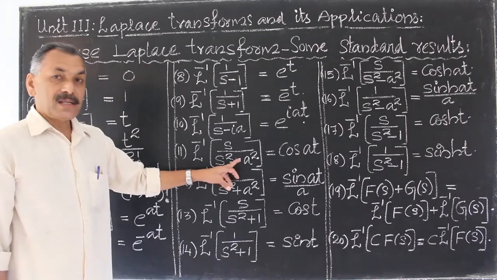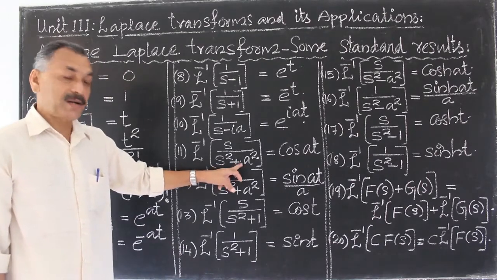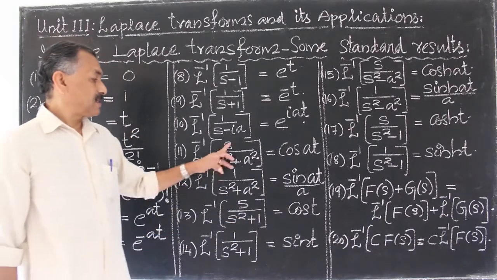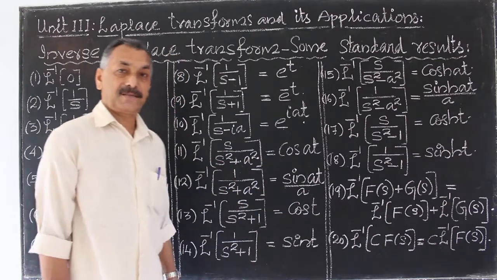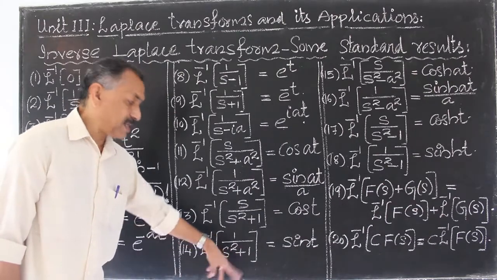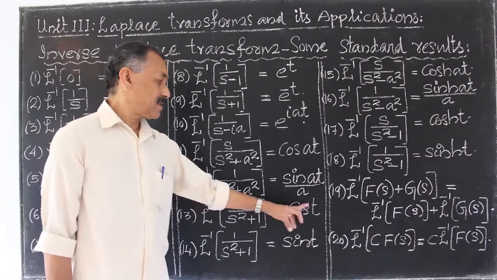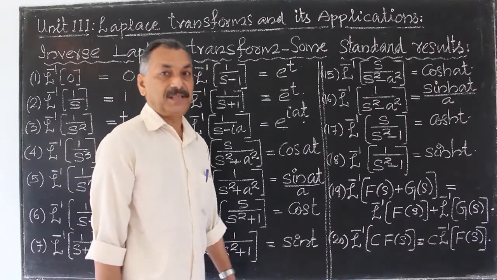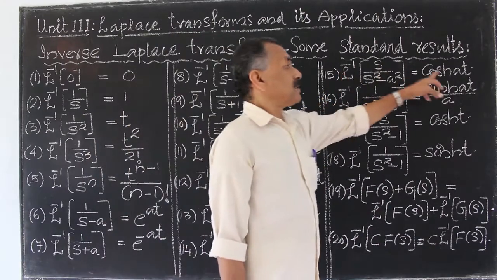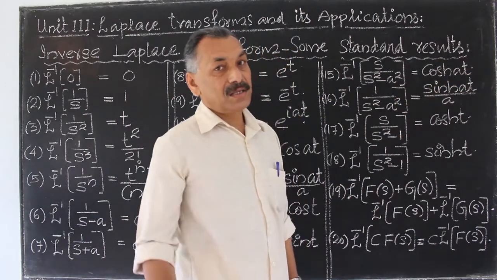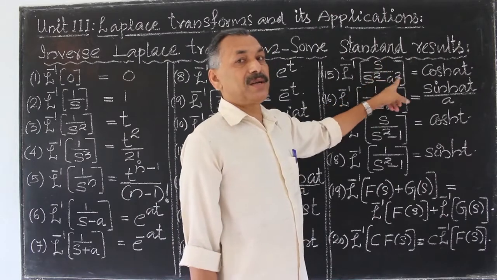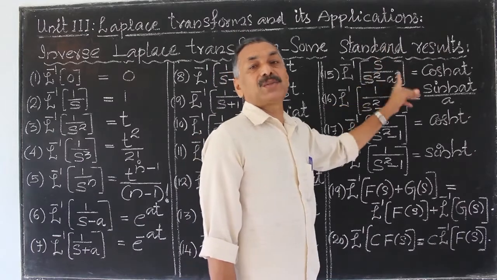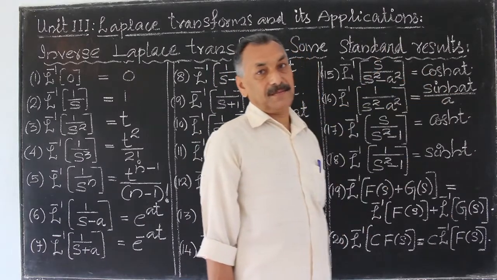Then, in this result, let a is equal to 1. Therefore, L inverse of s divided by s square plus 1 is equal to cos t. Then L inverse of 1 divided by s square plus 1 is equal to sin t. Then, what is Laplace transform of cos h at? It is s divided by s square minus a square. That is, Laplace inverse of s divided by s square minus a square is equal to cos h at.